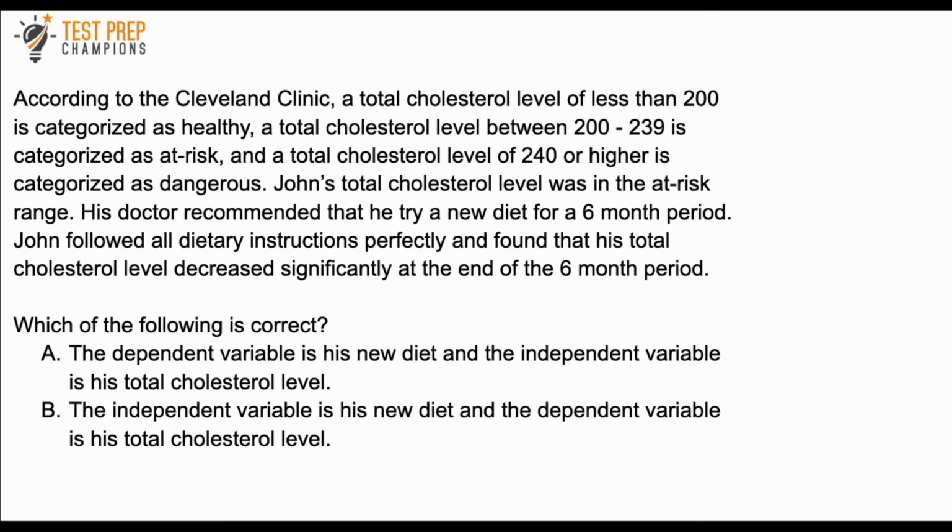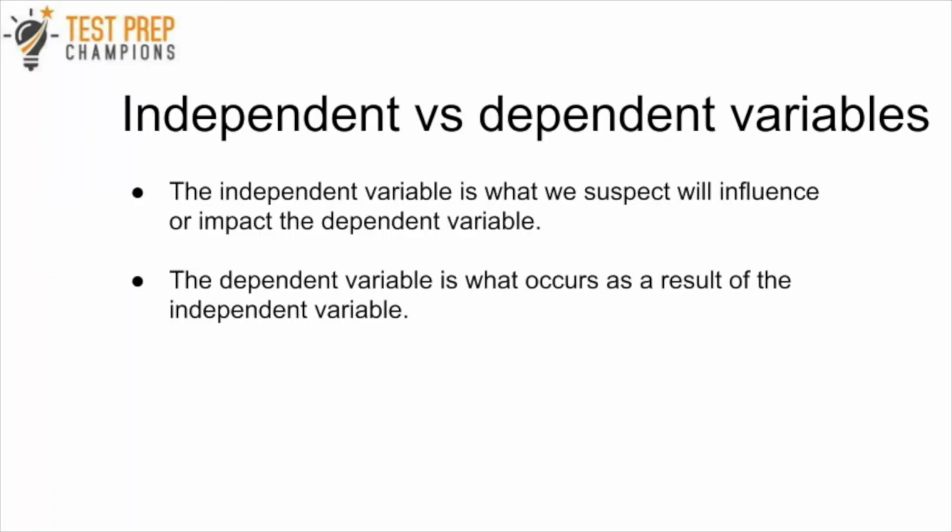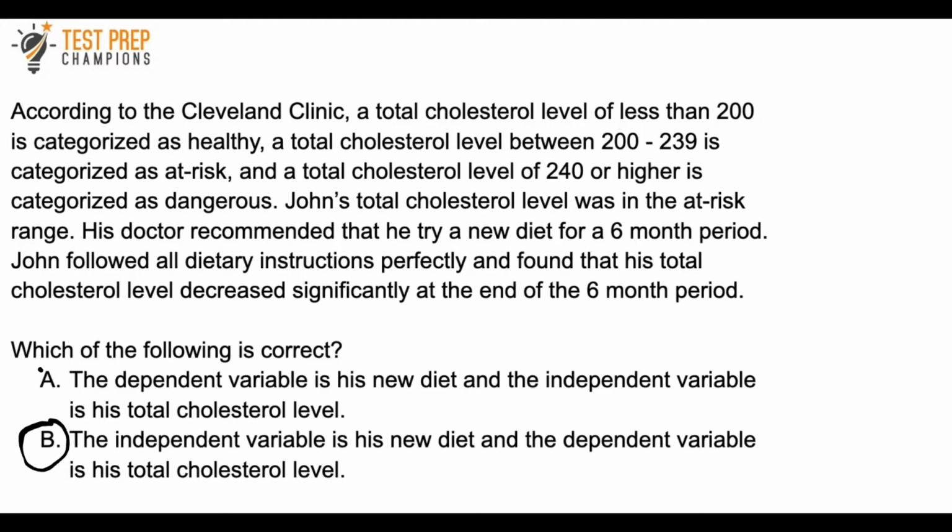Independent and dependent variables can be kind of tricky when you're first learning about them. Basically, the independent variable is what we suspect will influence or impact the dependent variable, and the dependent variable is what occurs as a result of the independent variable. So here in this case, the independent variable is his new diet, and the dependent variable is his total cholesterol level. So the dependent variable, it depends, right?